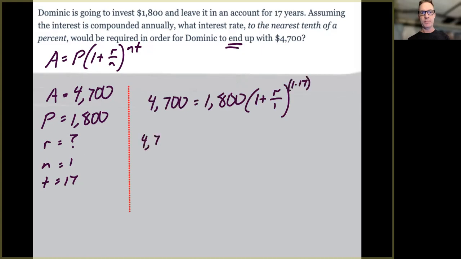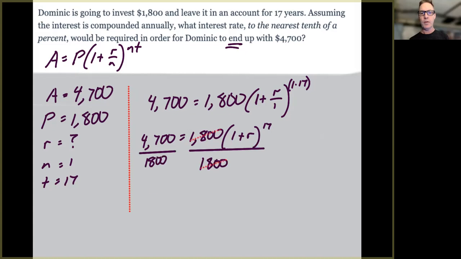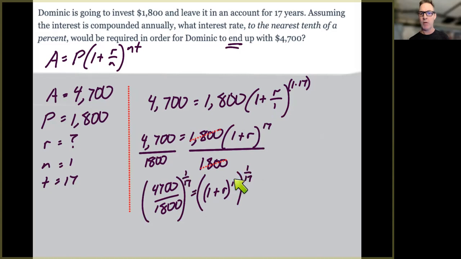So 4,700 equals 1,800 times (1 plus R over 1) to the 1 times 17th power. So in this case, it'd be 4,700 equals 1,800 times (1 plus R) to the 17th power. Again, this is multiplication. So I divide both sides by 1,800. This leaves me with 4,700 divided by 1,800 equals (1 plus R) to the 17th power. Now, if you remember your power rules, if I want to get rid of this exponent, I can raise this whole thing to the 1 over 17th power, because a power to a power, you multiply them. So 17 times 1 over 17 is 1. If I do that to both sides, I'm good.